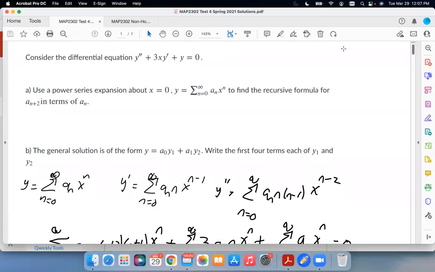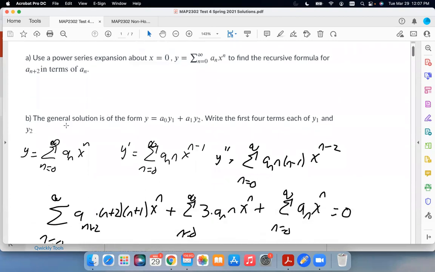Okay, so here are the solutions to this old test 4. So we've got this second order DE, and we're going to solve it about x equals 0 using a power series. Okay, so the first thing we always assume, of course, is that y equals the sum from n equals 0 to infinity, a_n x^n.